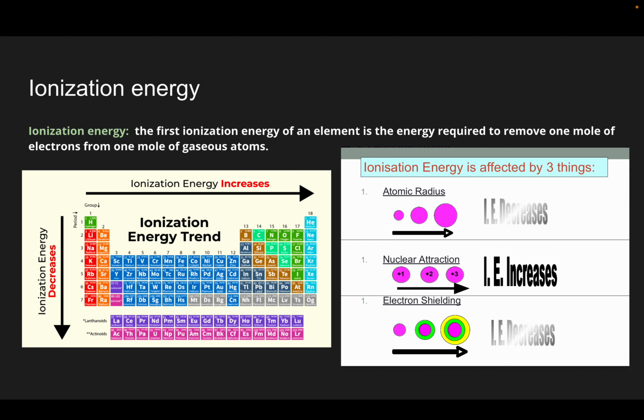And the last one is electron shielding. Actually, at this point, atomic radius and electron shielding are similar, because as you go down the group, the number of energy levels increases, and this is why ionization energy decreases.